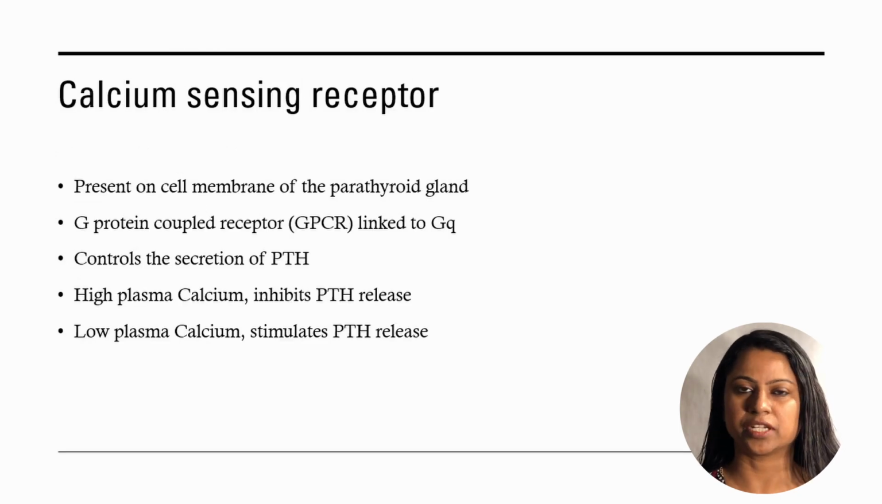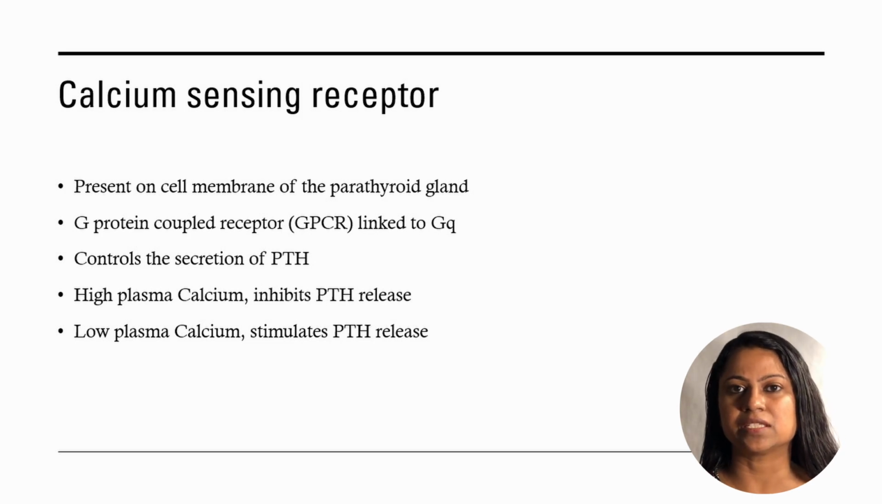Parathyroid hormone is produced by the parathyroid gland. The cell membrane of the parathyroid gland has a calcium sensing receptor, which is a G protein coupled receptor. When the plasma calcium increases, it binds to the calcium sensing receptor, which then increases the intracellular calcium level in the parathyroid gland, which in turn inhibits the release of parathyroid hormone or PTH. When the plasma calcium decreases, there is decreased calcium binding to the calcium sensing receptor, which in turn stimulates the release of PTH from the parathyroid gland.